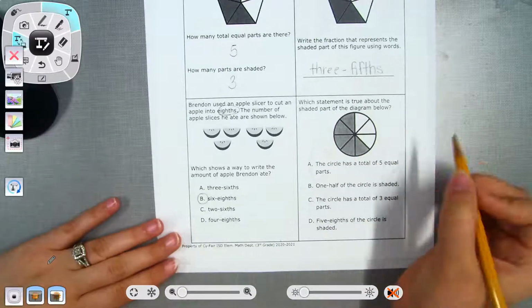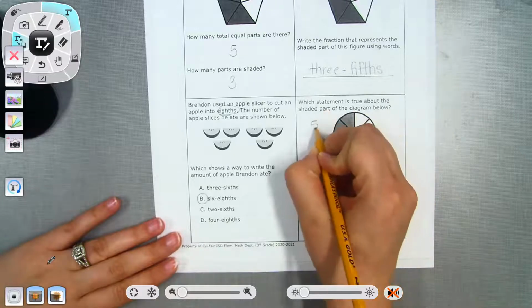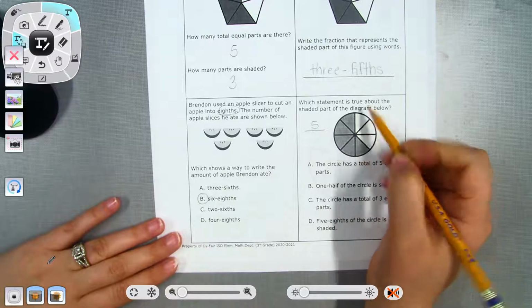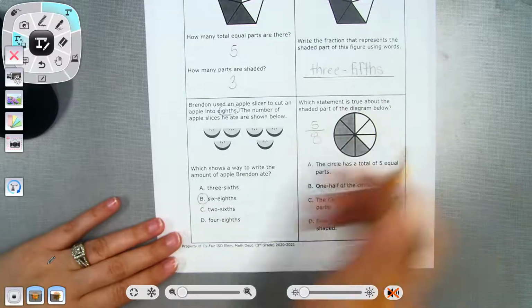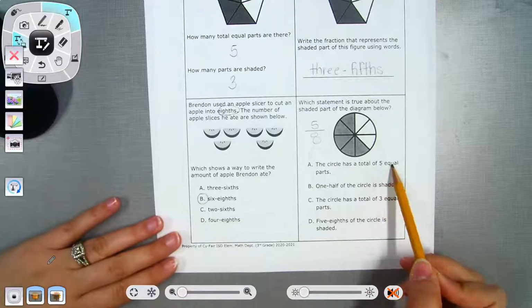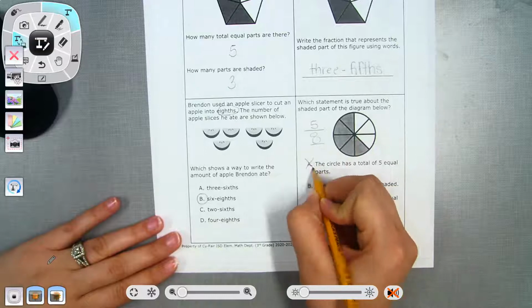Which statement is true about the shaded parts of the diagram below? So first off, let's see. How many are shaded? 1, 2, 3, 4, 5. Okay. Out of how many? 1, 2, 3, 4, 5, 6, 7, 8. Out of 8. So let's see which statement. The circle has a total of 5 equal parts. We just said there's a total of 8, so this one cannot be it.